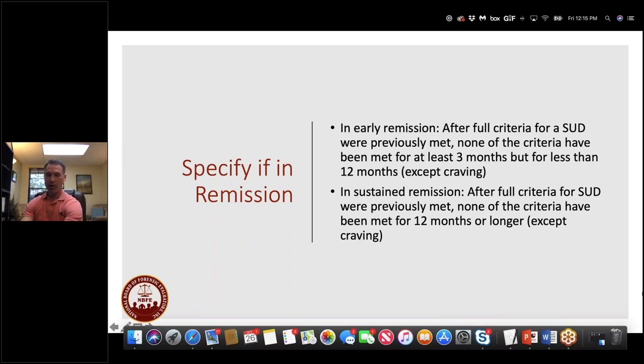So after the full criteria for substance use disorder was met, if none of those 11 symptoms have been met for at least 3 months, but less than 12 months, then they're in early remission. Now you have an exception. They can still be experiencing craving, but be in remission. So aside from that symptom, the other 10 symptoms, have they experienced any of them in the past 3 months? And if no, but less than 12 months, then it's early remission. If it's been 12 months or longer since they experienced any of those symptoms other than craving, then we would call that sustained remission. So hopefully this helps to clarify the issue of remission.